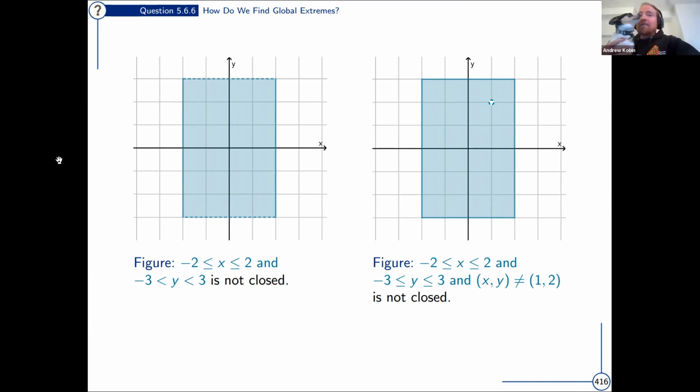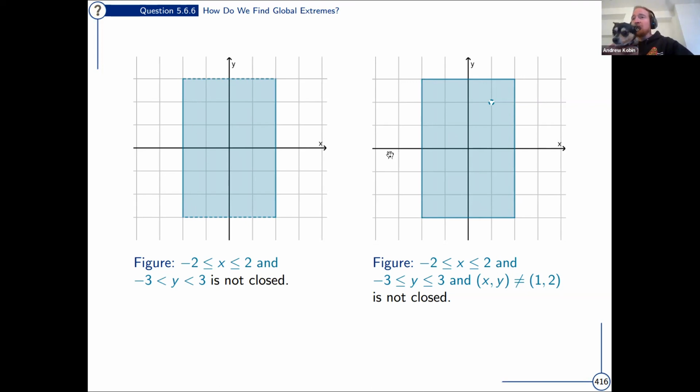So the figure on the left is not closed because we didn't include 2 of the sides of this rectangle. Another way for a region to not be closed is for any of the interior points to not be included in the set. So the definition was a little rough and ready. We said we need all of the points on the boundary to be included. But actually, if we miss anything on the interior, we will also call that not a closed set.